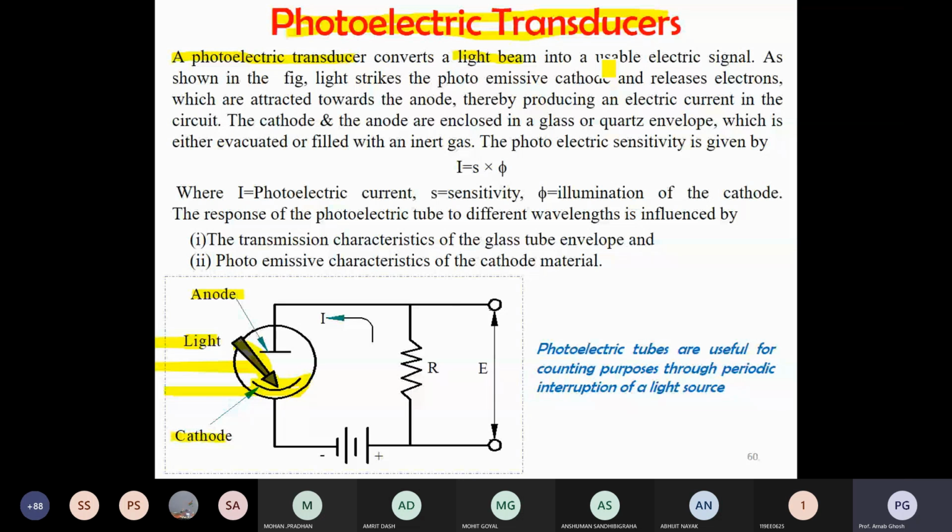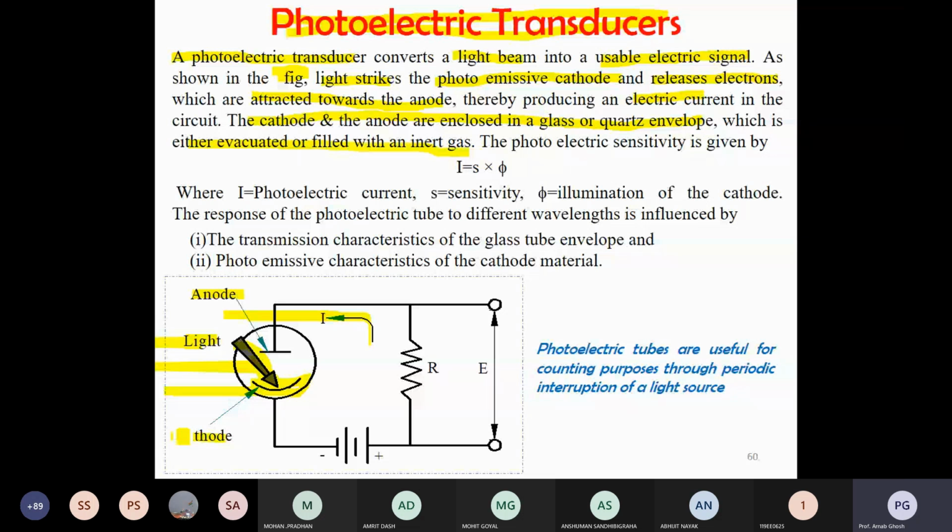Light strikes the photoemissive cathode and releases electrons, that I am telling you now. So that may cause movement of the electrons from one electrode to another electrode. The current flows in the reverse direction to the electrons, which are attracted towards the anode, thereby producing an electric current in the circuit. The cathode and the anode are enclosed in a glass or quartz envelope, which is either evacuated or filled with an inert gas.